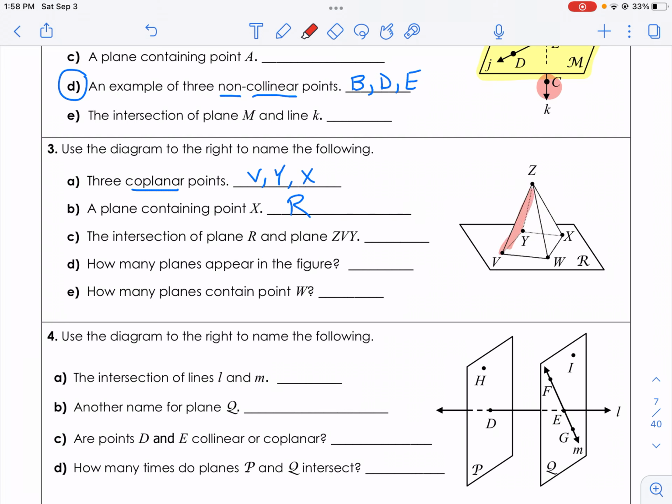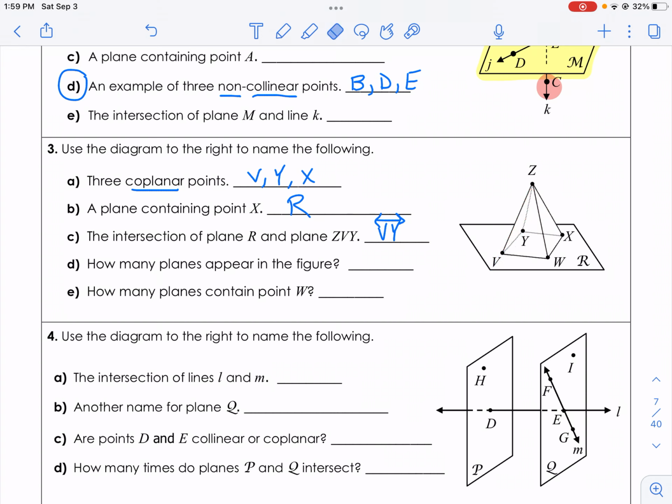Where does that hit plane R? And so if I look at that, plane R is on the bottom. That's going to hit there. Where does that overlap? It's going to overlap at a line. And the line is from V to Y. And here, planes are infinite, remember? It doesn't look like it is here because it's drawn to seem finite. But segment VY or line VY would be fine.